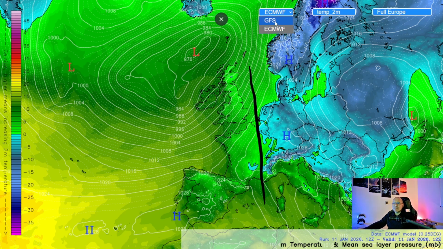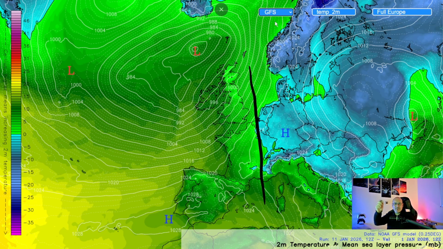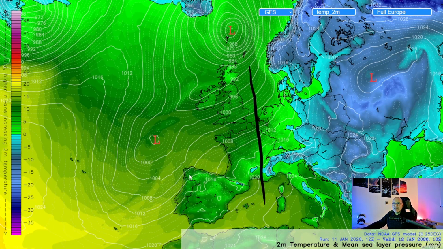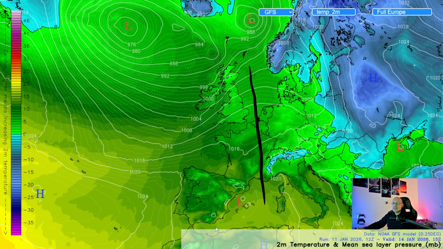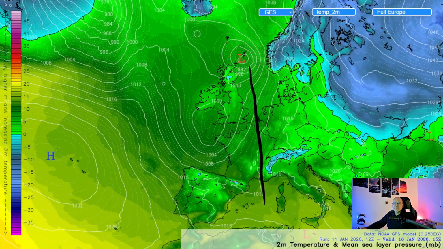Let's see what the American model is doing. Let's keep that boundary there. So if we move forward in time, you can see again these lows bashing in the European mainland, pushing in milder and milder Atlantic air. If we move forward in time, what do we see? Oh, we see actually that the GFS is much more eager with pushing in the warmer temperatures much more inland, as you can see here, right?